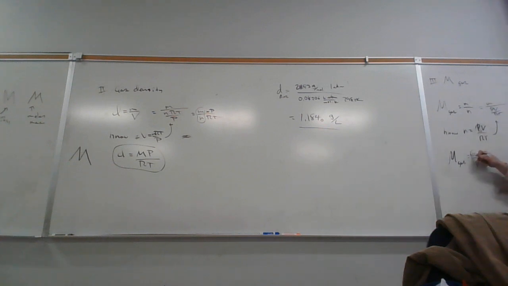Well, the mass divided by the volume is equal to the density. So let me make sure I'm using the right symbol for density. Are they using D? Because there's another common symbol, rho. They're using D. I'm going to use D. It is equal to dRT over P.